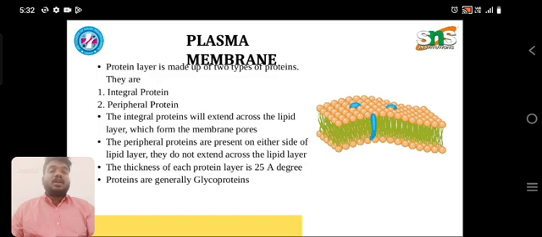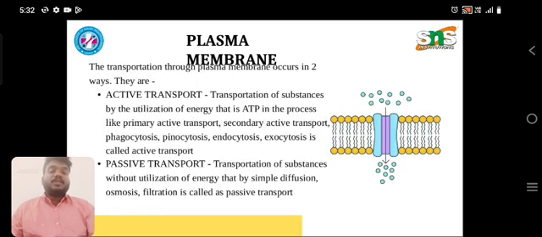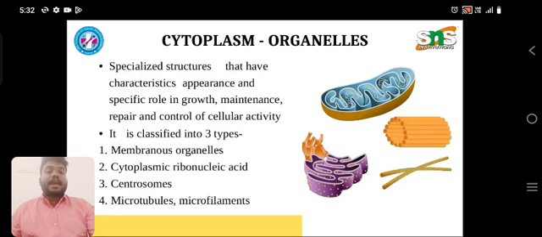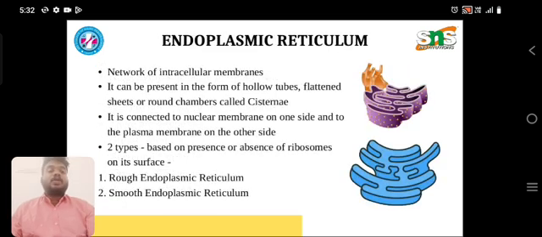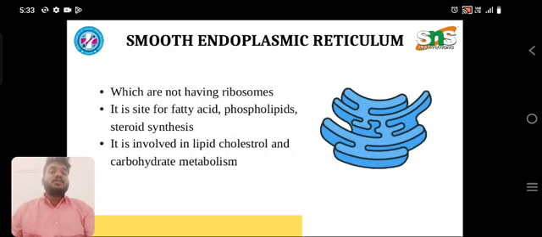We also had a discussion about the cytoplasm. Cytoplasm is a jelly-like substance that is present inside the cell. It contains various cell organelles and it is a site of metabolic activities. And we have seen the endoplasmic reticulum. It has two types: rough endoplasmic reticulum and smooth endoplasmic reticulum. Rough endoplasmic reticulum synthesizes proteins and transports them, whereas smooth endoplasmic reticulum synthesizes lipids and does detoxification.